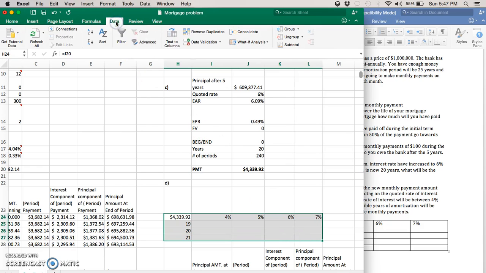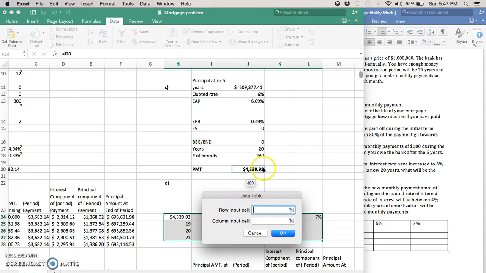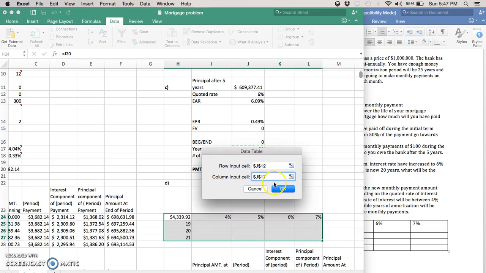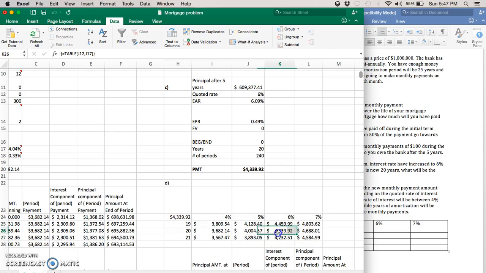and you're going to go to Data, What If, Data Table. You're going to change your row inputs to the quoted rate and your column to the number of years, and it should, yep, there you go. And a little trick that you can do here, you can just see that at 6% at 20 years you get 4,339, which is exactly what we calculated previously. That's just a little way to check that you've done your table correctly.